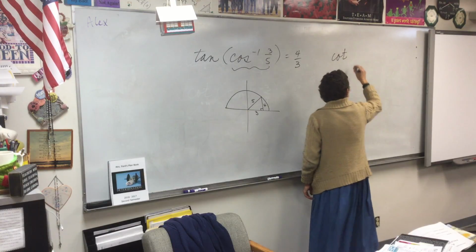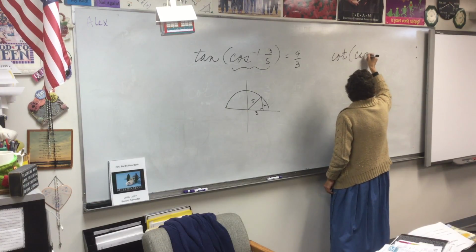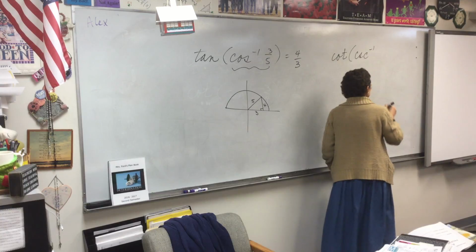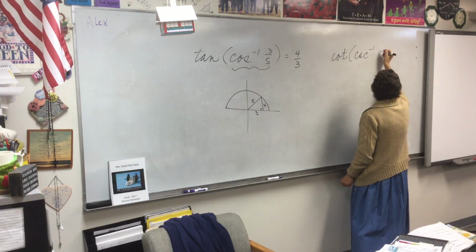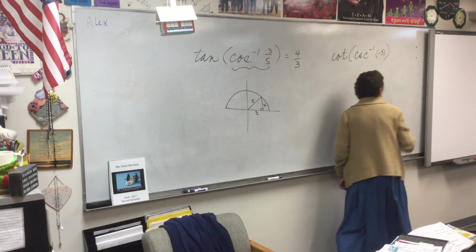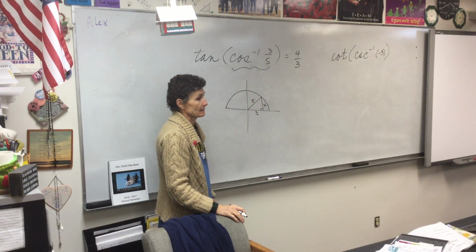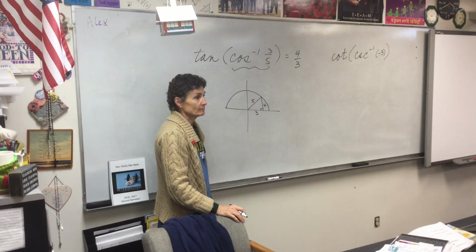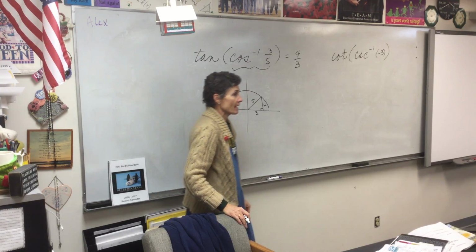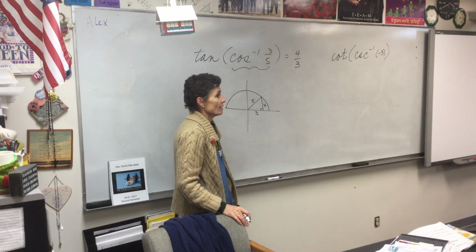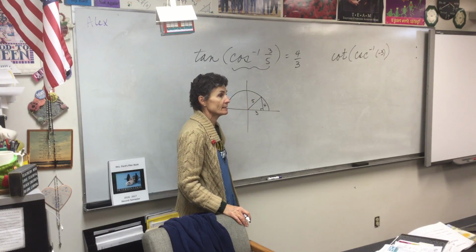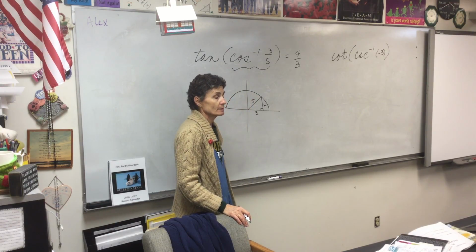Now, let me step it up a notch, make it just a little bit trickier. Find the cotangent of the angle whose cosecant is -3. All right? Okay, so I'm going to say this again. Find the cotangent of the angle whose cosecant is -3.